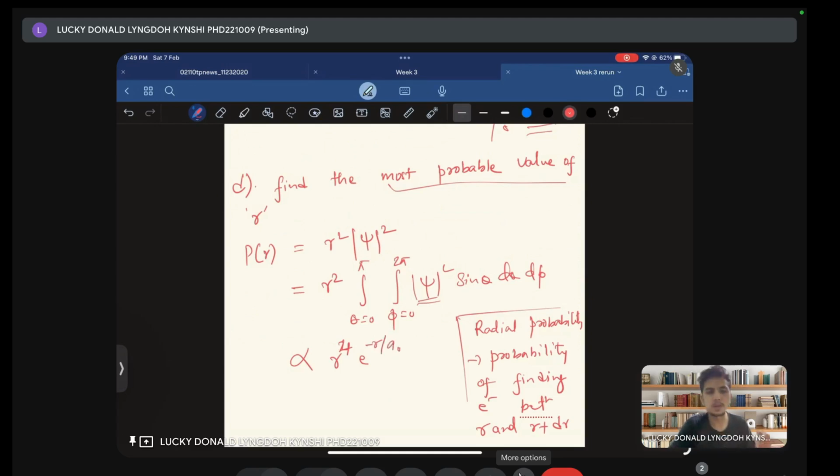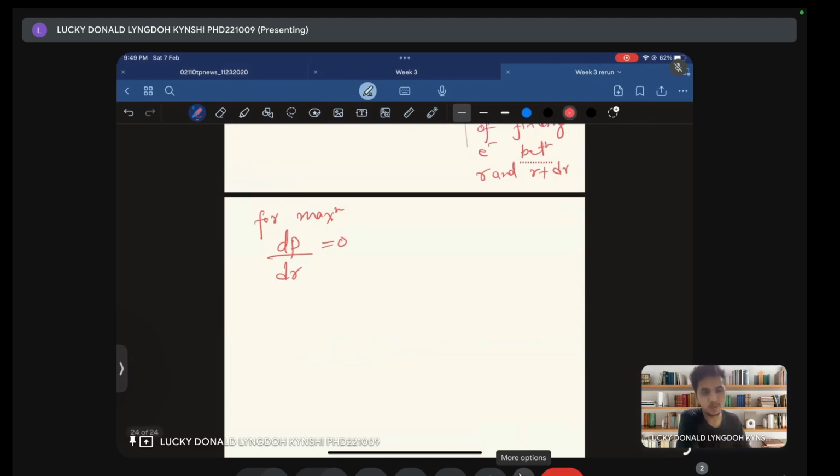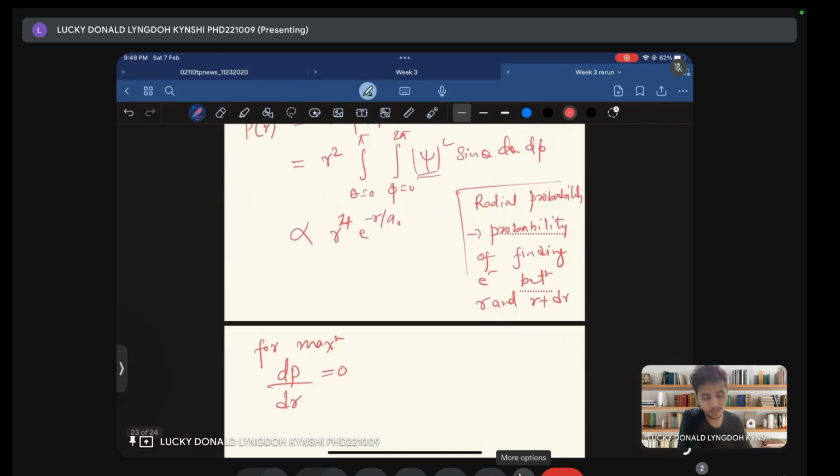Why I'm not concerned about theta and phi here is because we want to find out the radial probability. So theta and phi do not really matter much here, because for the most probable value we have to use the condition for maximum, dp by dr equal to 0. That is why theta and phi don't matter that much, but only the r variable is very, very important, which is the radial variable.